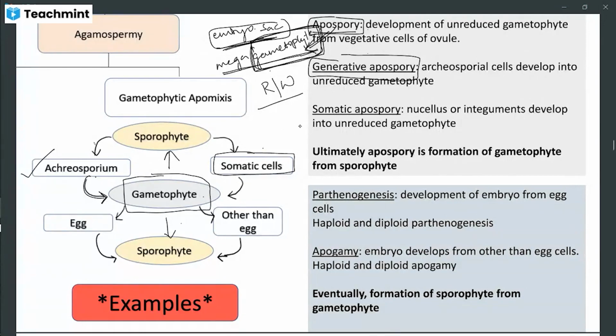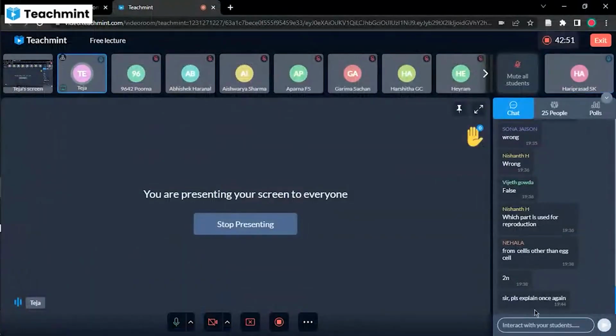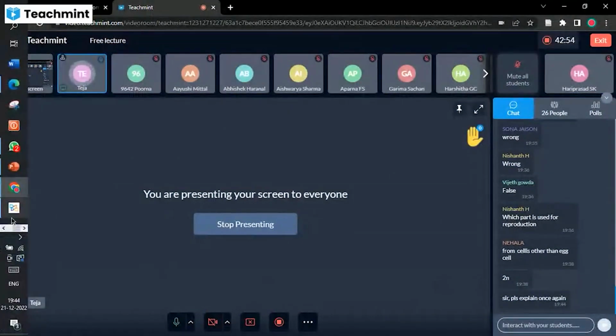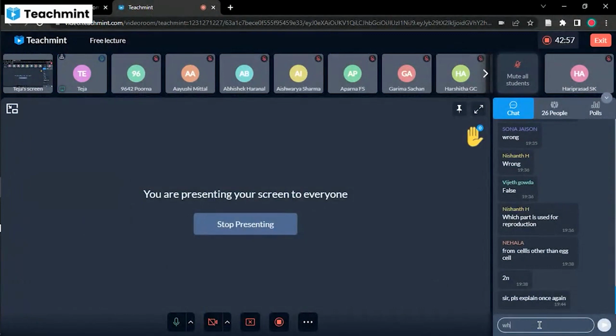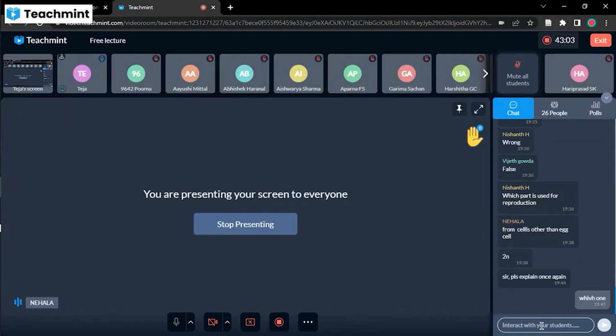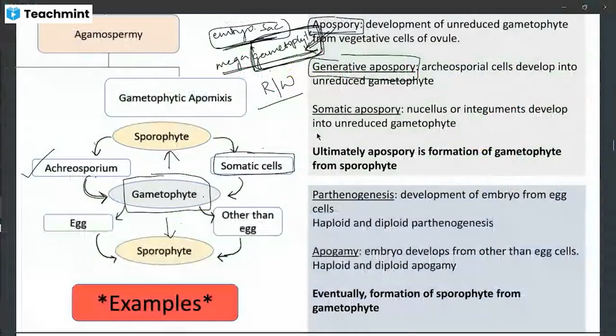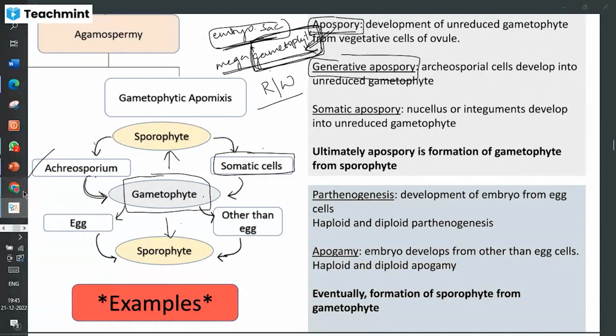Someone wants you to explain again. So please explain once again. Apospory. See, apospory is nothing but development of your gametophyte from the vegetative cells of your ovule. Did you understand this term? Apospory is the development of your gametophyte from the vegetative cells of your ovule. It's simple.